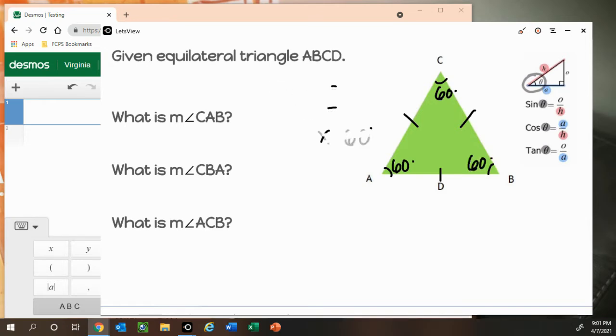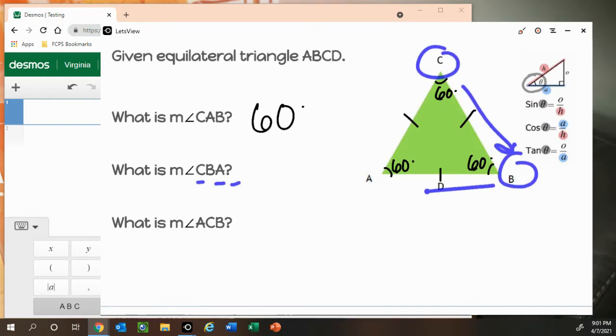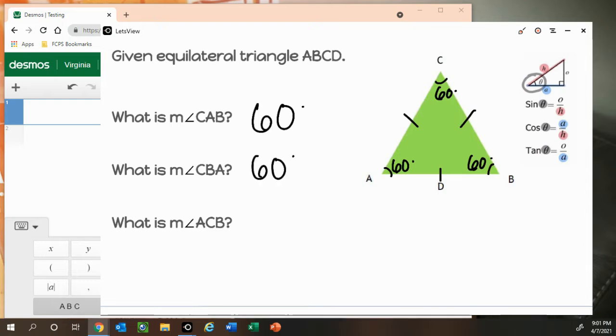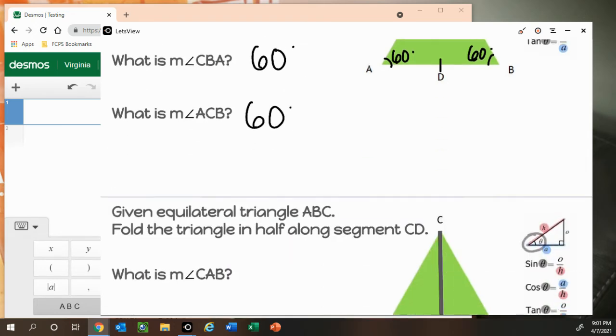All right, so that's what we were just figuring out right there. The measure of angle CAB is 60. CBA is 60. Same thing for angle ACB, right? Like I said, all 60 degrees.